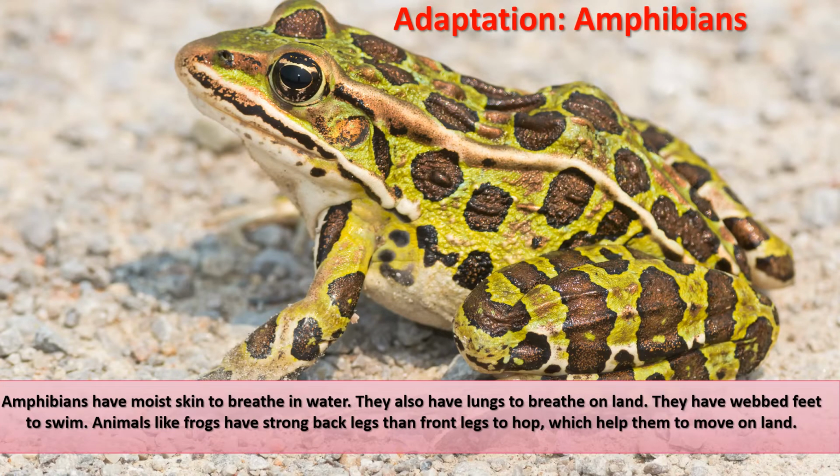Let us see the adaptations in amphibians. Amphibians have moist skin to breathe in water. They also have lungs to breathe on land. They have webbed feet to swim. Animals like frogs have stronger back legs than front legs to hop, which help them to move on land.